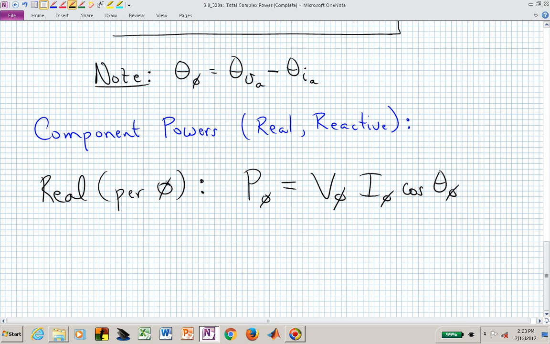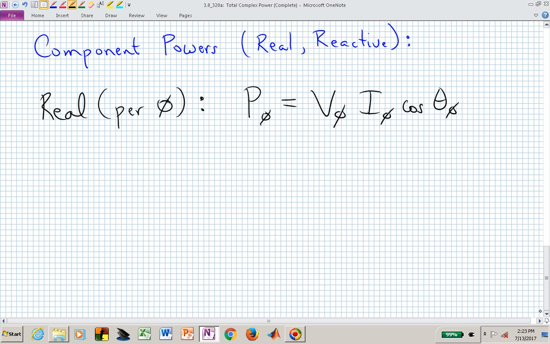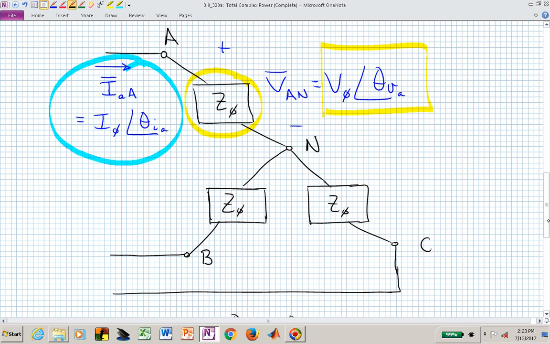Now, if we wanted to write this in terms of line values, we could do that. What's the magnitude of the line voltage in a Y configuration? Now the line voltage would be this particular voltage.